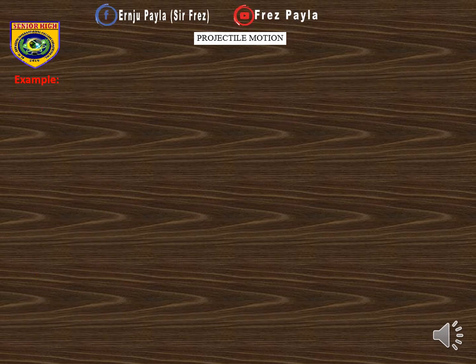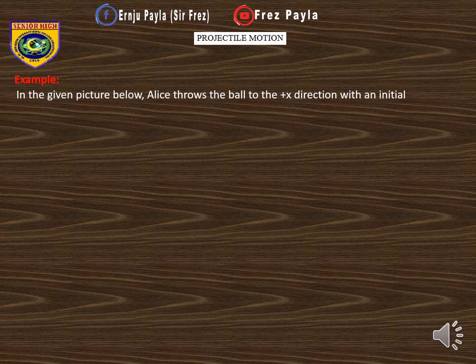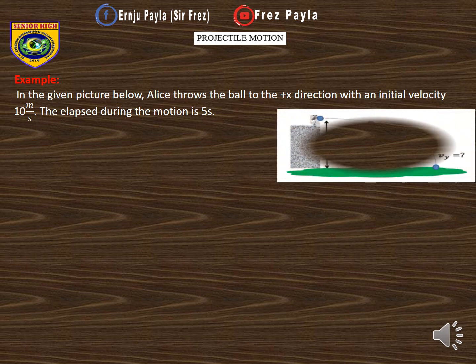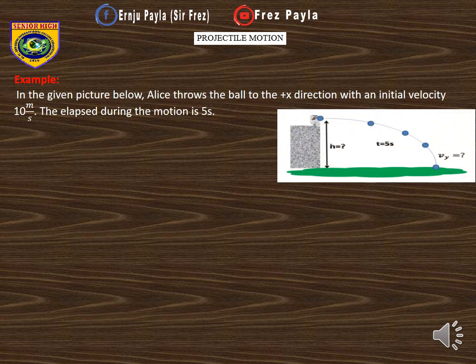Example natin. In the given picture below, Alice throws the ball in the x direction with an initial velocity of 10 meters per second. The elapsed time during the motion is 5 seconds. So, ayan siya. Ayun, doon si Alice sa taas. So, meron tayong hahanapin, yung height, yung velocity v sub y. Ayan. So, A, calculate the height from which the object is thrown.